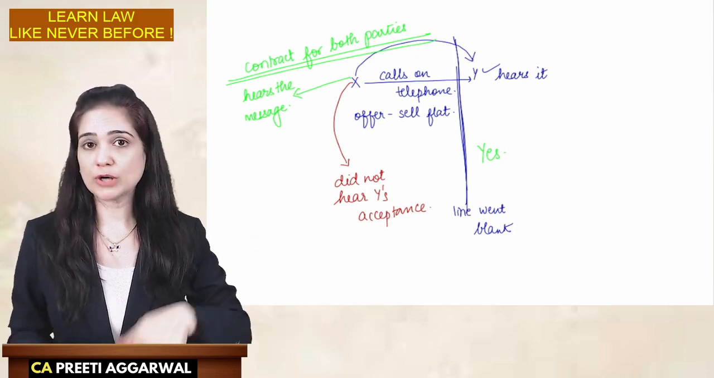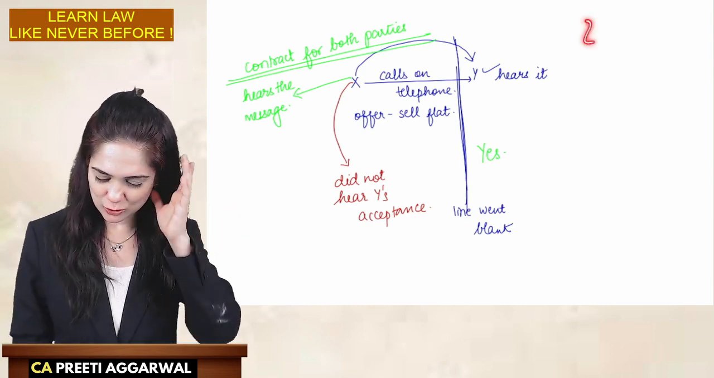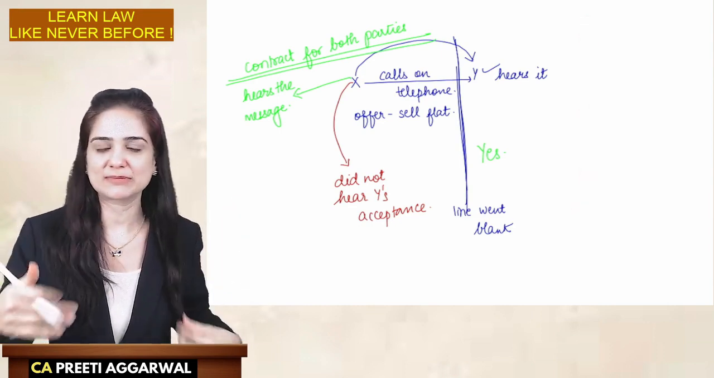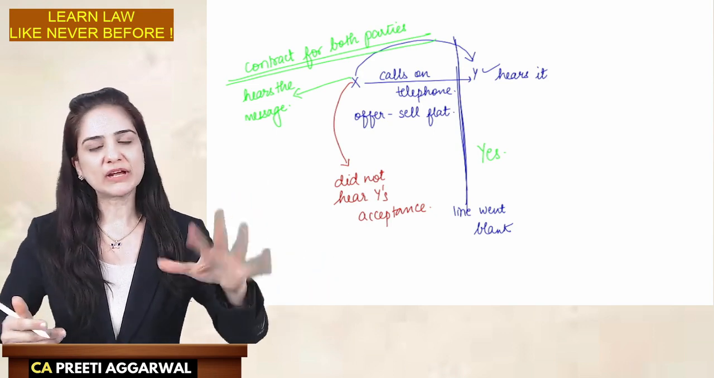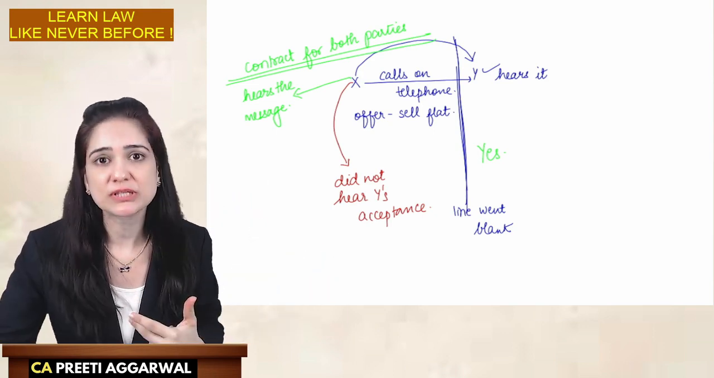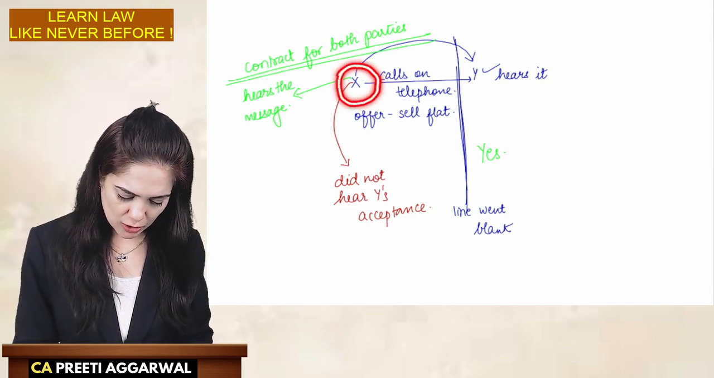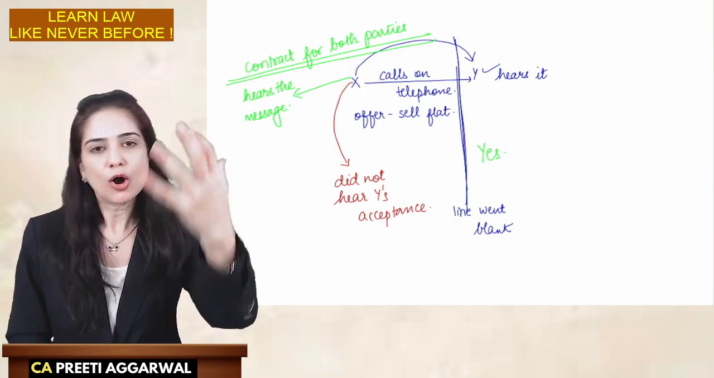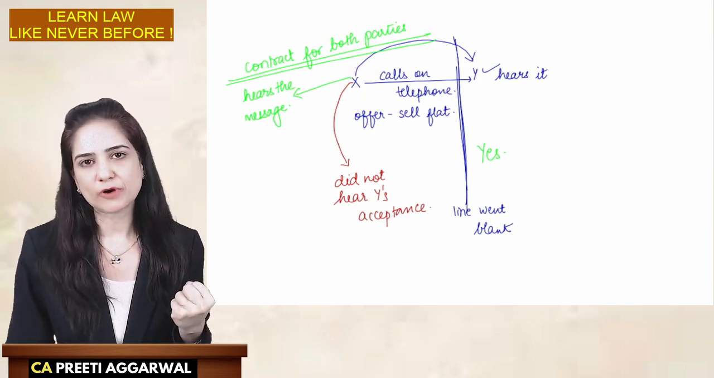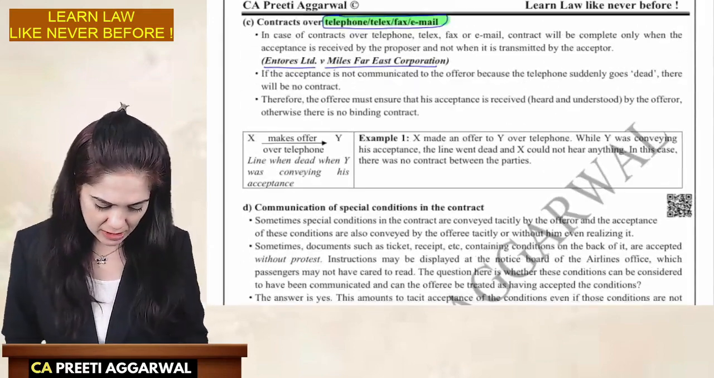But yeah, the law trusts the post department, that the letter will reach. But here they say, no, rules cannot be the same for electronic medium, because what if you don't receive? What if the line goes blank? What if he doesn't receive the email, his inbox is full? So the contract will be made for both the parties only when the offerer hears the message or he receives the email from Y. So the contract is made for both the parties on one date only.